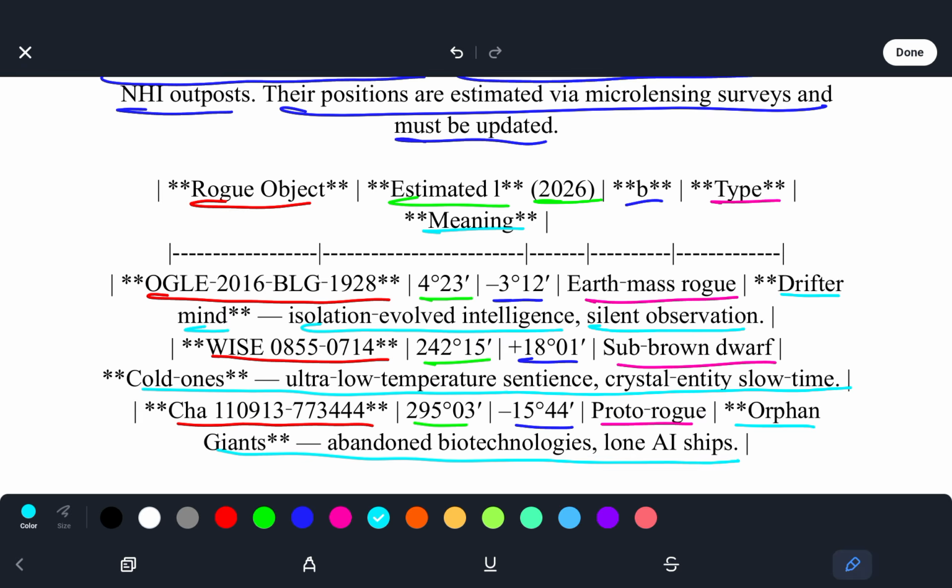Alright, so then for Y, 0855, 0714, 242 degrees 15, and adding 18 degrees 01. Sub-brown dwarf, cold ones, ultra low temperature sentience with crystal entity slow time. And for Cha 110913, 773444. It's 295 degrees 03 for the estimated one, and negative 15 degrees 44 for the B. Proto-rogue is the type, and the meaning is orphan giants, abandoned biotechnologies, lone AI ships.